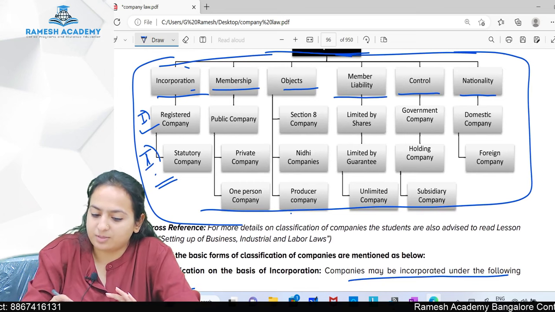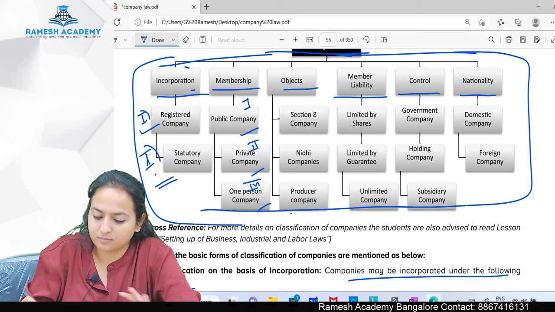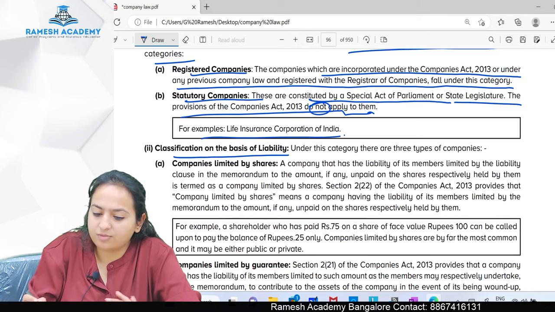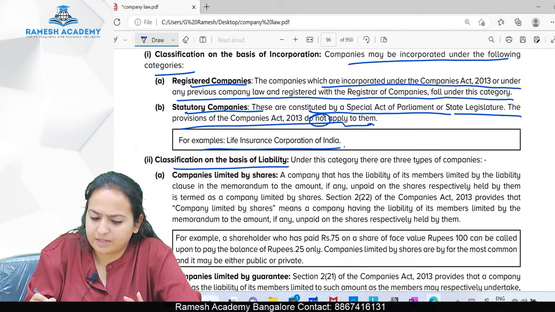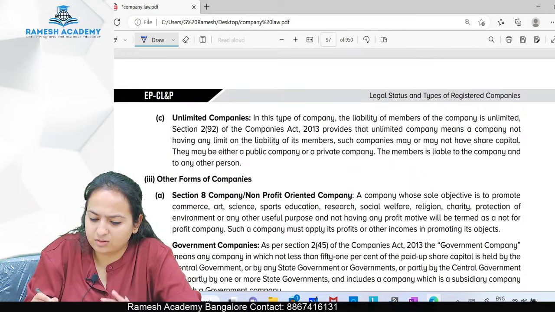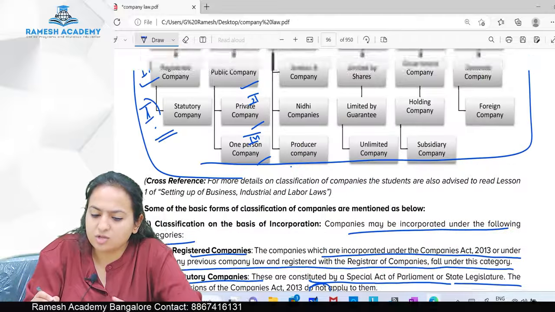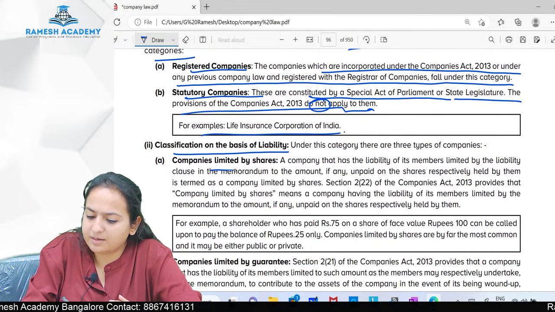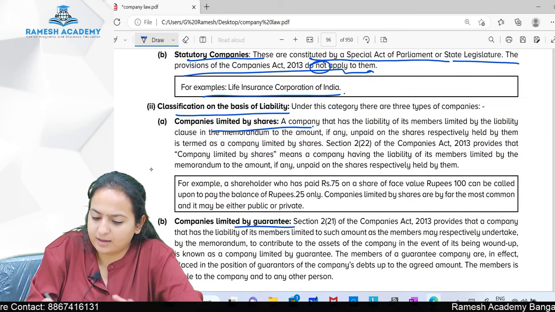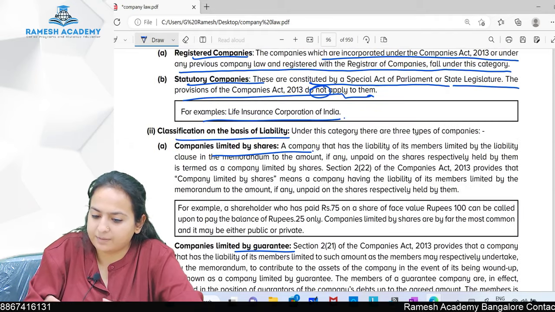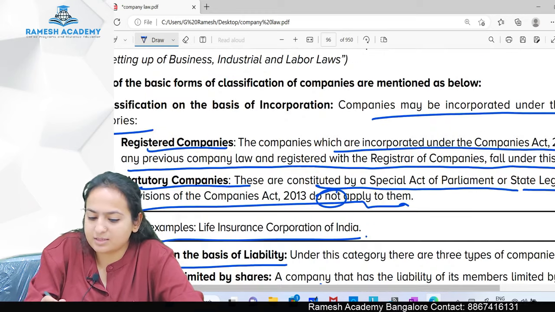On the basis of membership: public, private, one person, one, two, three, okay? So, on the basis of liability, classification on basis of liability, first of all, this is just normal, okay. Everything they have not defined. So, on the basis of liability, see: limited by shares, limited by guarantee, and unlimited company. These are just the basic forms they have written.